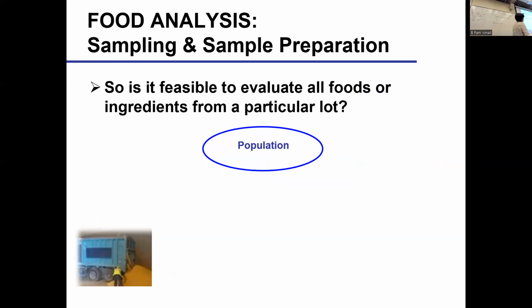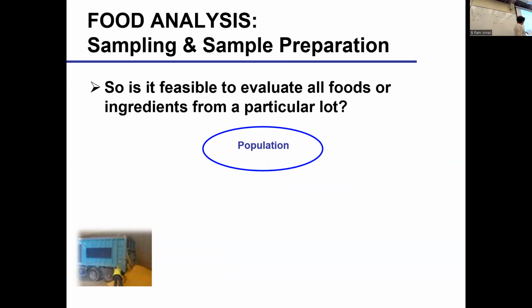So is it feasible to evaluate all foods or all ingredients from a particular lot? No, because sometimes a lot means several, maybe thousands of cans in one lot. You cannot analyze all of the cans, obviously. You want to select some representative samples to be tested.